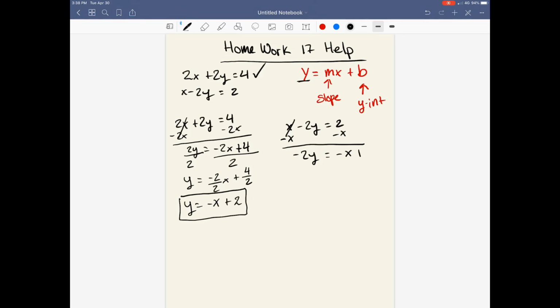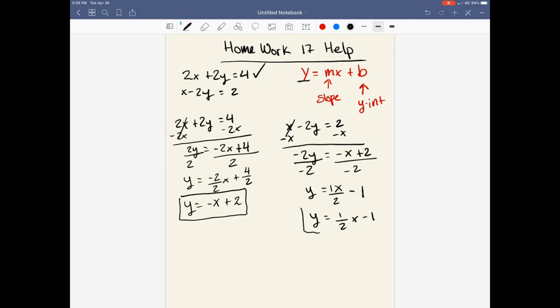Equals -x plus 2 divided by -2, all for the same reasons that we did to the first one. This is positive x over 2, so 1 over 2x. I'm sorry, 1x over 2, minus 1, because positive 2 divided by negative 2 gives you negative 1. Okay, just to clean this up a little bit, I'm going to write it again over here.